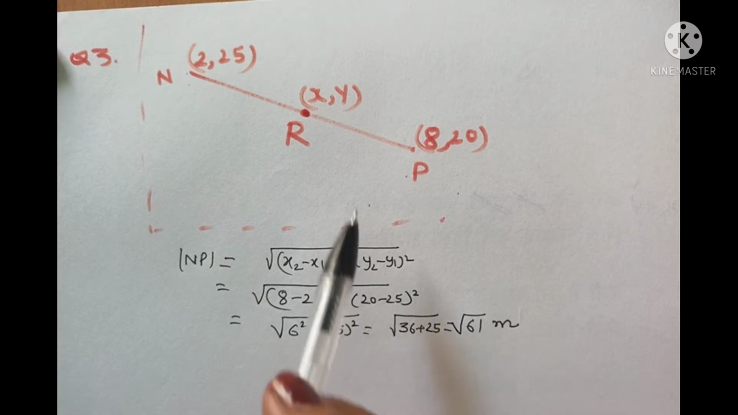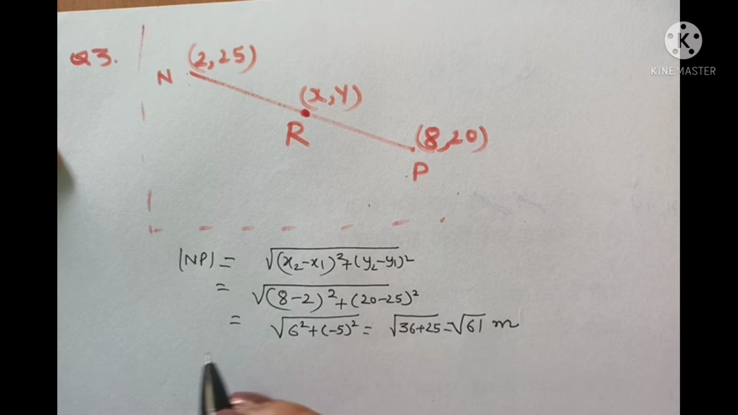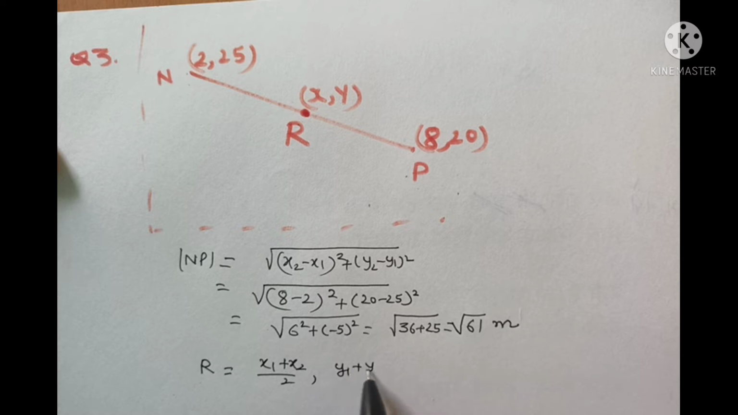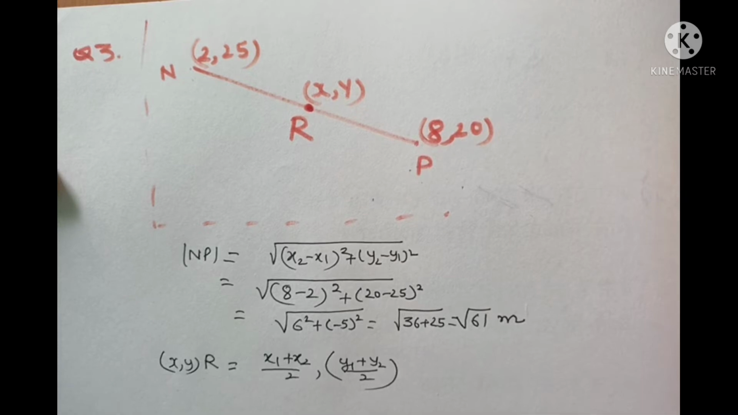And now I want to find out the midpoint of N and P so that Rashmi can post a blue flag there. So coordinates of R will be (x1 plus x2) by 2, comma (y1 plus y2) by 2. This is the midpoint formula. You can see the derivation in part 3 of coordinate geometry. I have derived the section formula as well as the midpoint formula. Okay. So let me put a bracket like this.